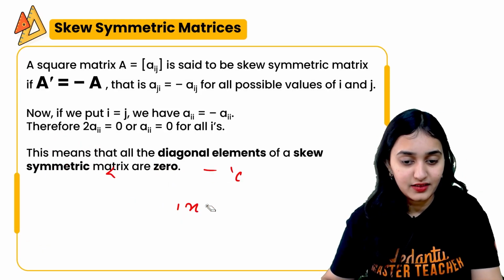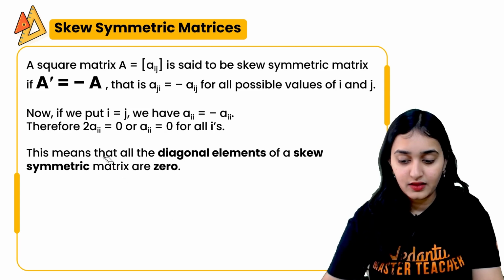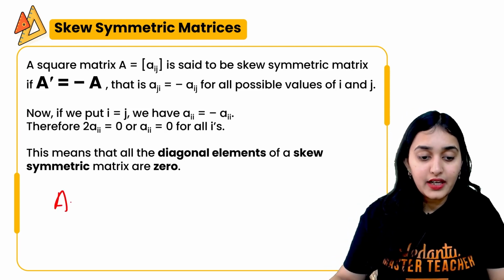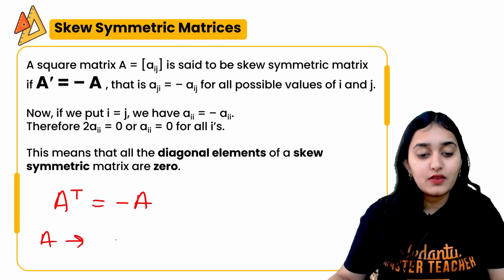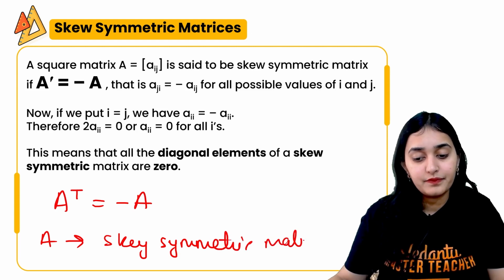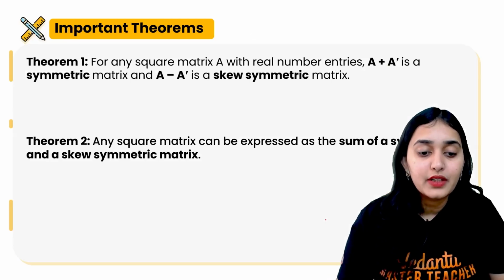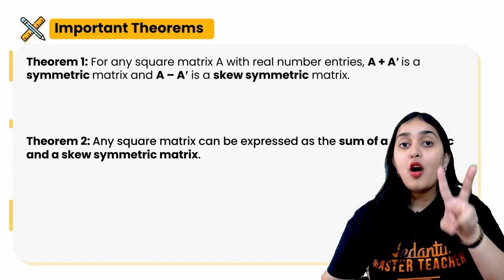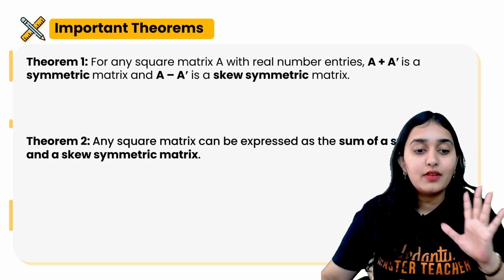Sorry. I'll just write it over here. If A transpose is equal to minus A, then A is called a skew symmetric matrix. Okay. Now, two important theorems, please remember.